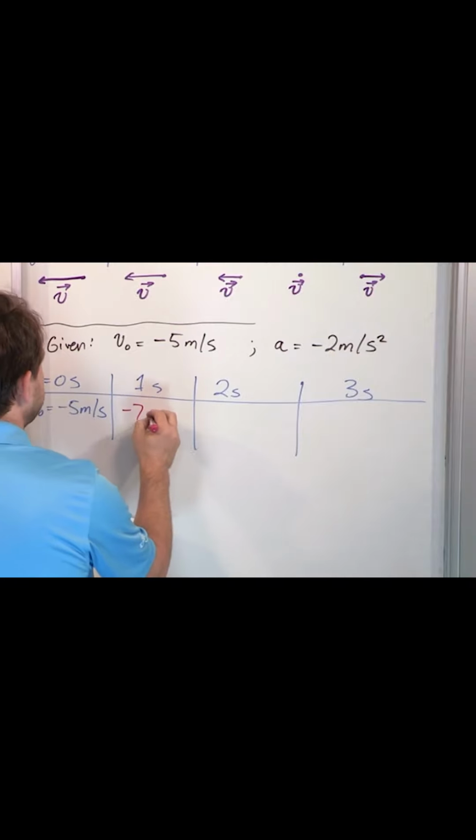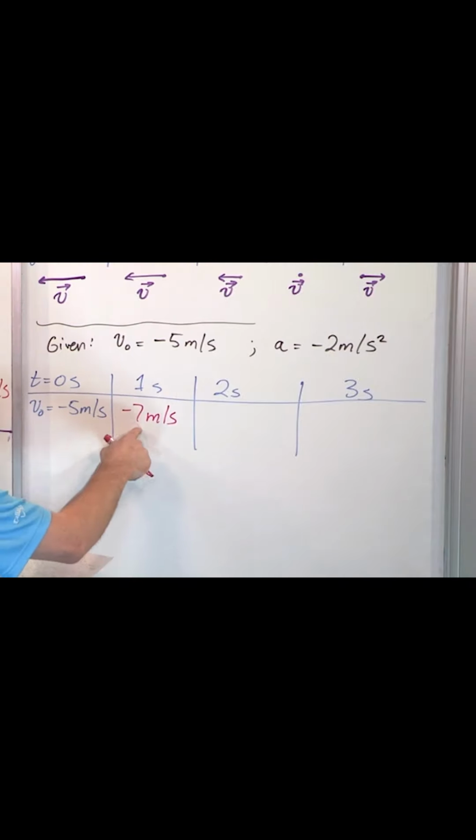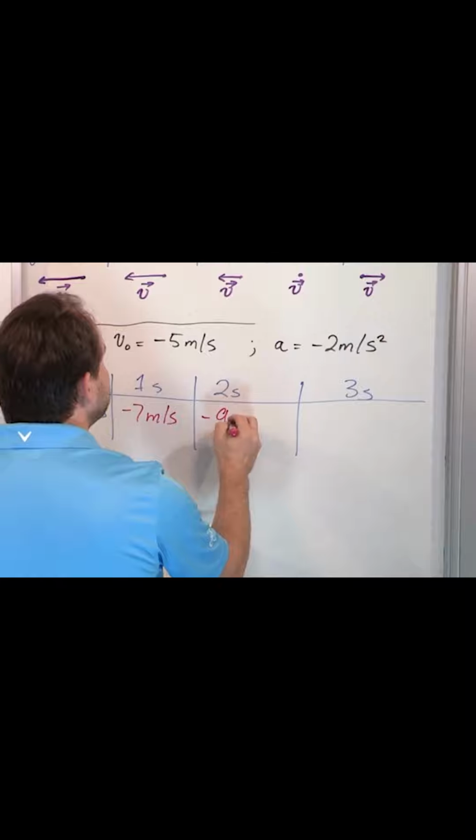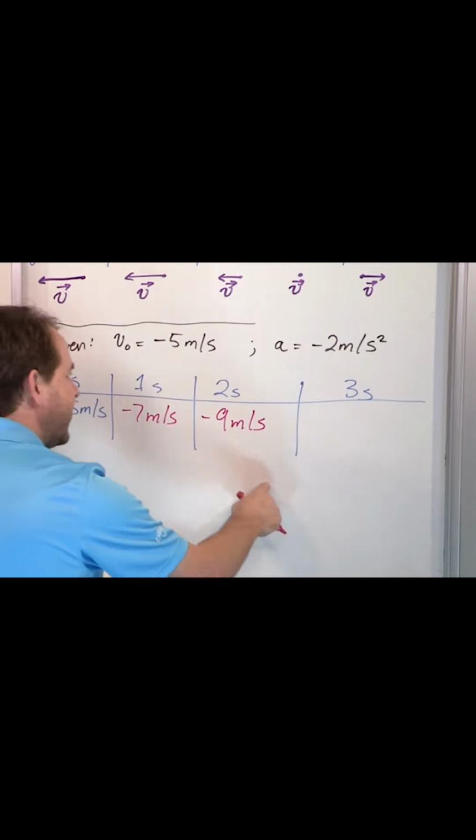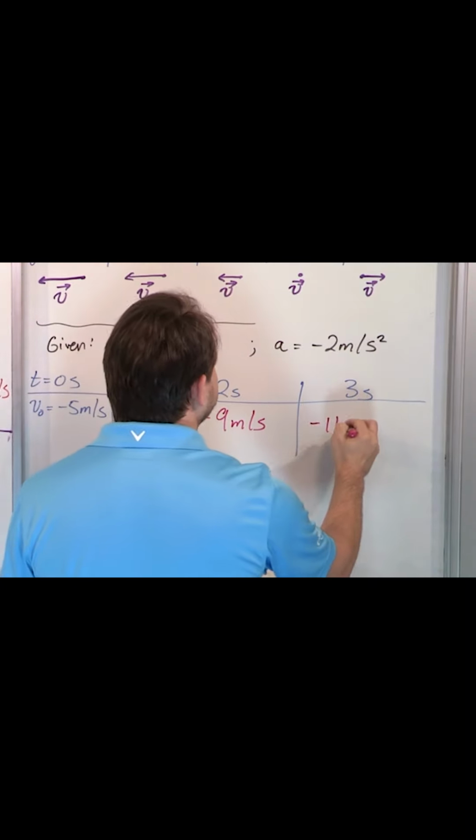What's going to happen? I'm going to add -2 to this. I'm going to hit -7 meters per second. But then I'm going to do it again. I'm going to add -2. That's going to give me -9 meters per second. And then I'm going to add -2 again. That's going to give me -11 meters per second.